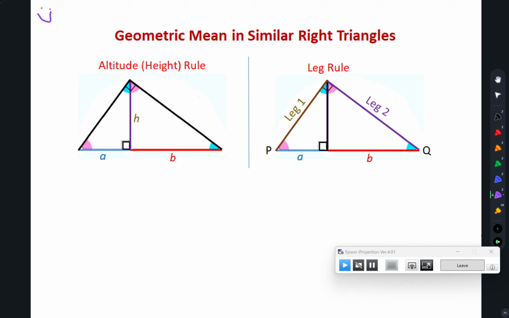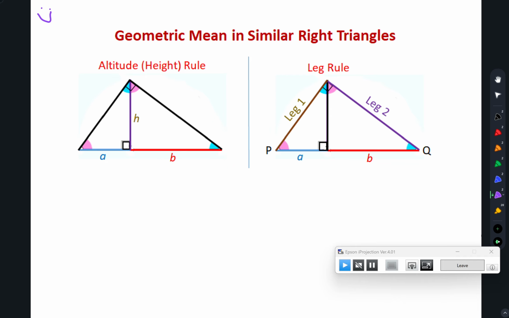Geometric mean, I wanted to give us a little bit of some shortcuts that we can use when we talk about geometric mean. So these are super common shortcuts that you might use, but you can always solve your geometric mean similar triangles without them. It's just an extra little tool that you can have on hand if you like to.